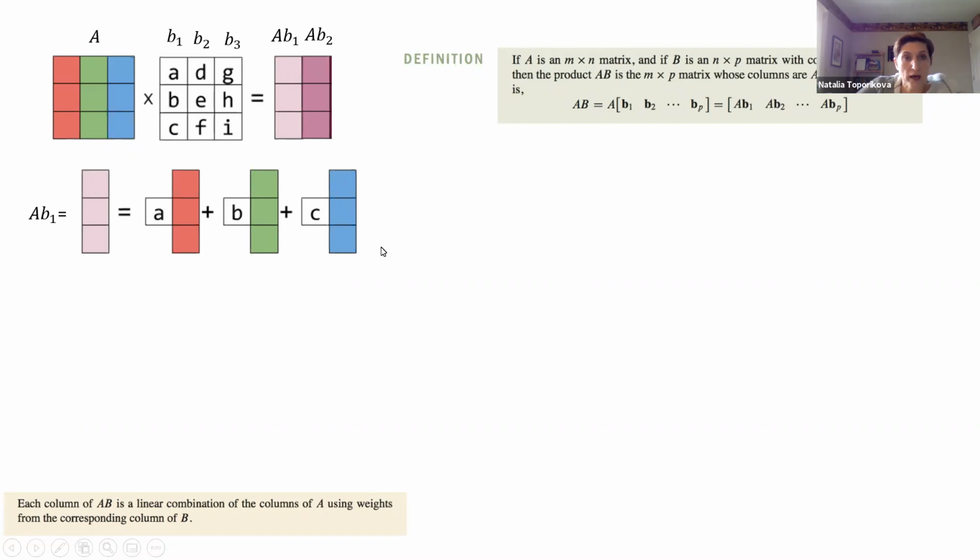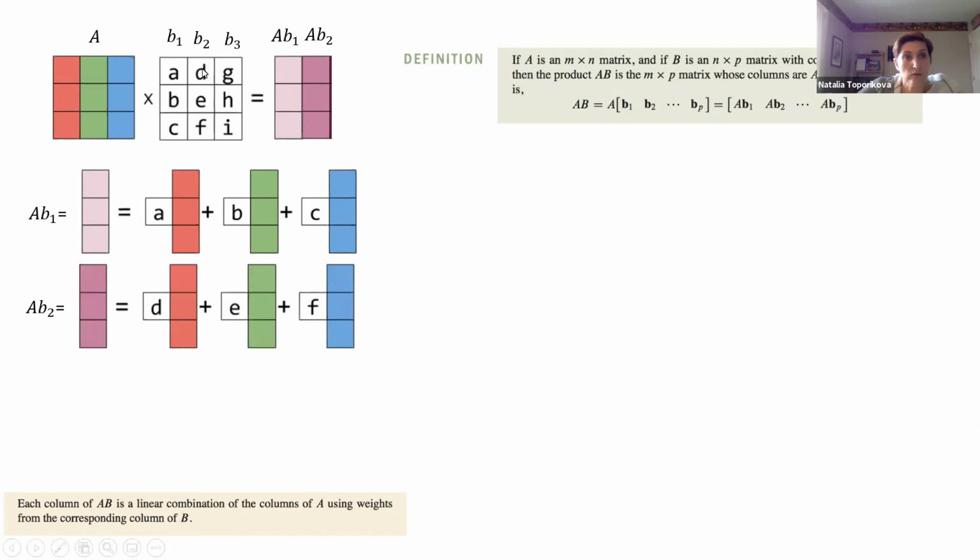And then we calculate this linear combination, which hopefully at this point is not a problem for you. Okay, let's look at the second column. Again, because it's the second column, we use the column B2 as our weights for the linear combination. We take the first entry D multiplying the first column of A, the second entry E multiplied by the second column of A, and the third entry F by the third column of A. So hopefully you've noticed the pattern here.